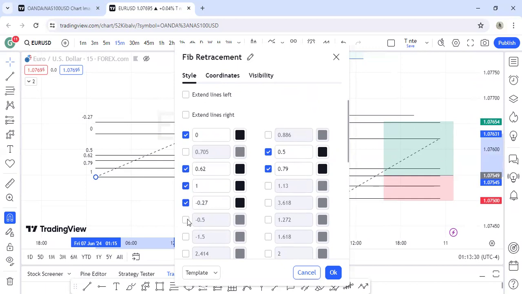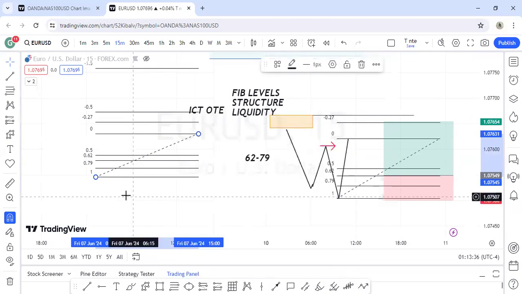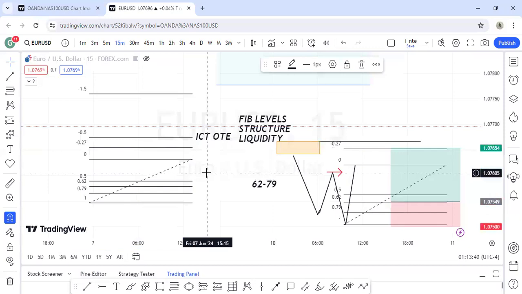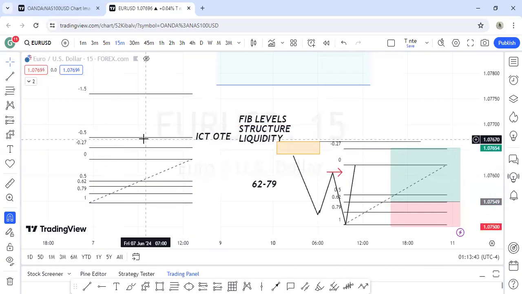And of course, you can add other ones. You can put minus 0.5, right? You can add minus 1.5 too, if you want to have longer targets. So you can put minus 0.27, then minus 0.5, and then minus 1.5. These are all profit targets as well, right?